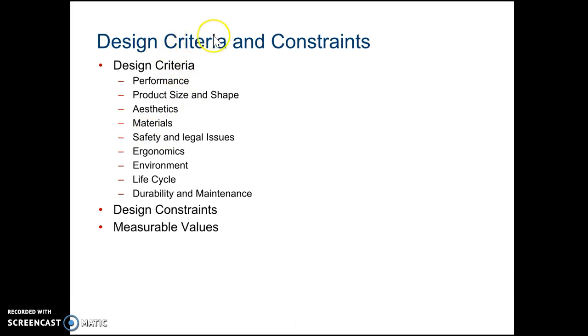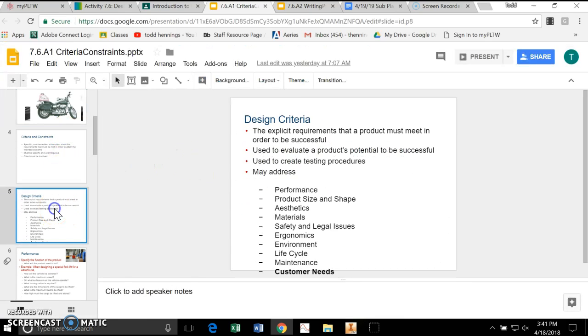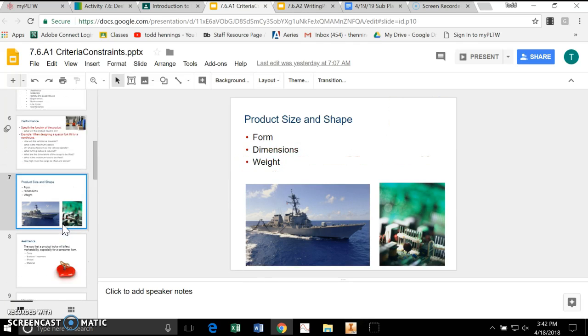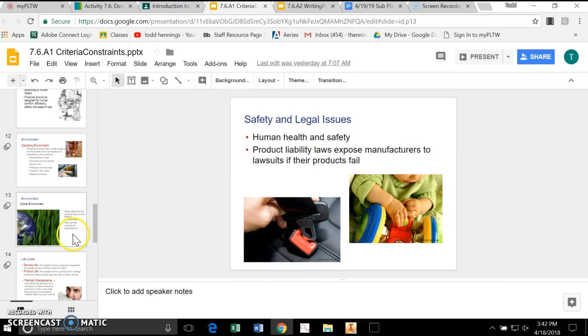And we'll take a look at criteria. We'll take a look at an example, like I said. So these are criteria. What do we want our solution to have in it? But it's not telling us about individual solutions. And the next slides give us an example of what that looks like, right? And it goes through, what does it mean to have a performance to be a criteria, product size and shape, aesthetics, so on and so forth. And I'll let you look at those.